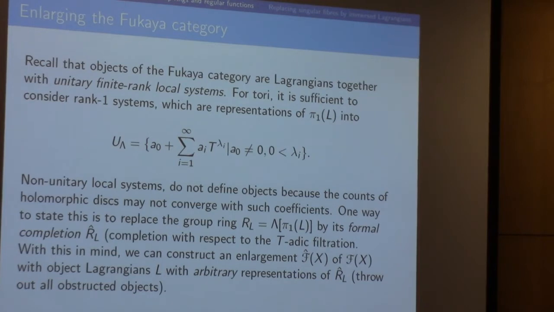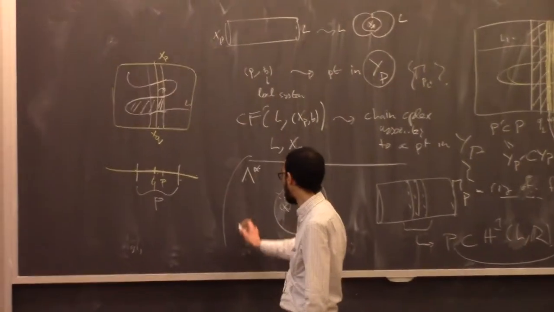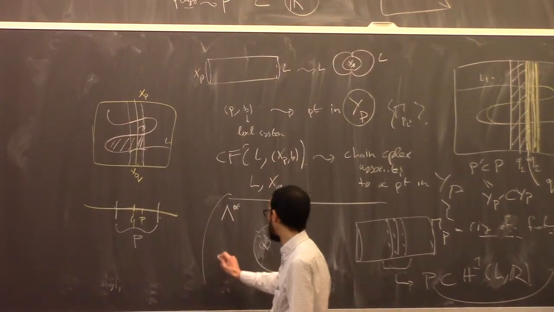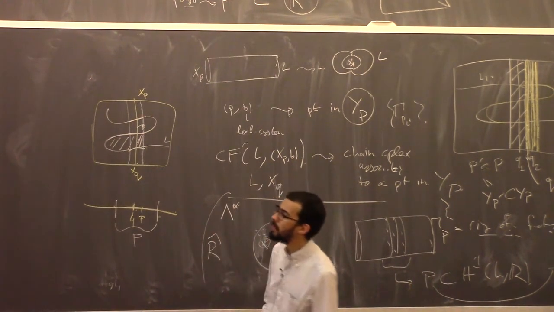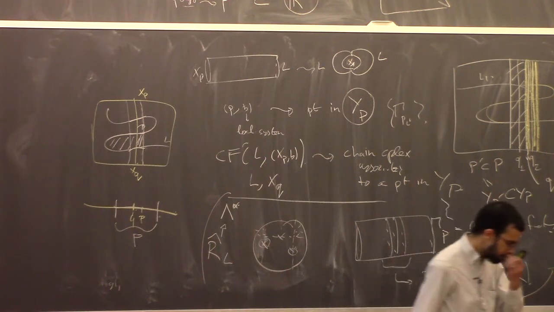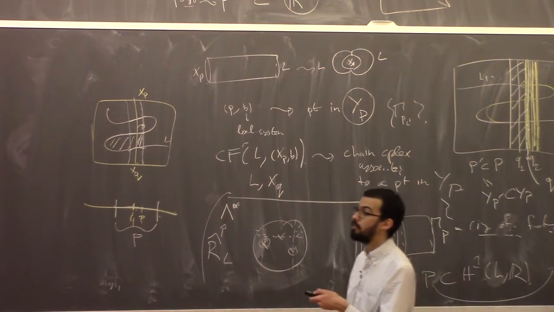Okay? But so this formulation is a little bit, one way, I'd like to formulate this, instead of saying I'd like representations into this thing, I'd like to say I'd like representations into lambda star. But instead of saying representations of the fundamental group, that's the same thing as representation of the group ring. I'm going to make my group ring bigger. I'm going to introduce something which I'll call R L. So this is some completion of the group ring, and it's just the completion with respect to the t-adic filtration.